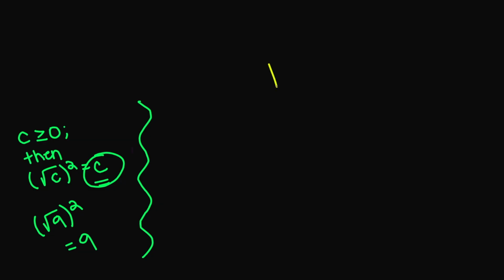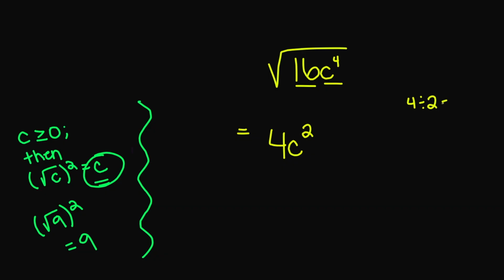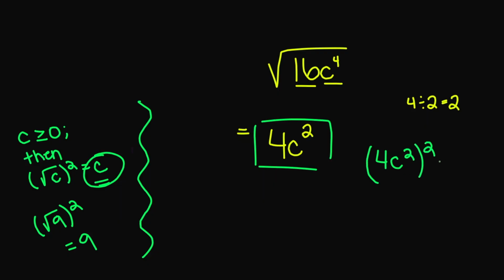What about the square root of 16c to the 4th power? So the square root of 16 is going to be 4. And then the square root of c to the 4th is going to be c to the 2nd power. Remember, if you divide 4 by 2, this is going to equal 2, which is what we received here. So your final answer here is 4c to the 2nd power. And also remember that 4c to the 2nd power, if you raise that all to the 2nd power, is going to equal 16c to the 4th power.